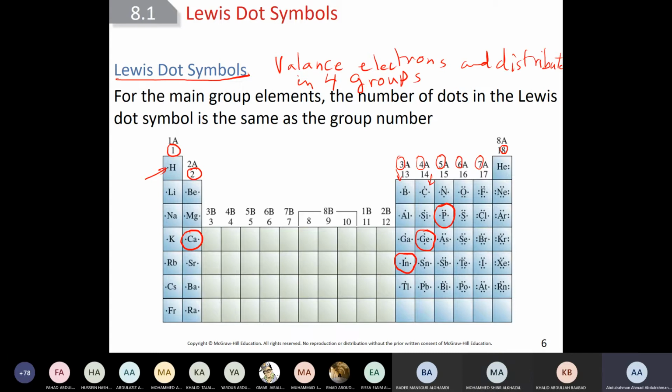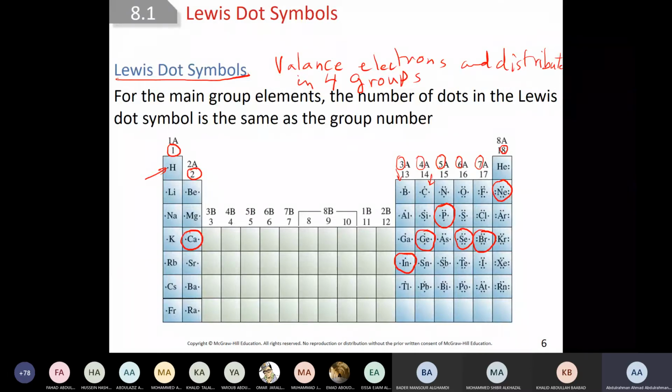5. How about Se? 6. How about bromine? 7. How about neon? 8. I want you to be able to draw the Lewis structure for any element like this. Look at your periodic table, and now I want to.